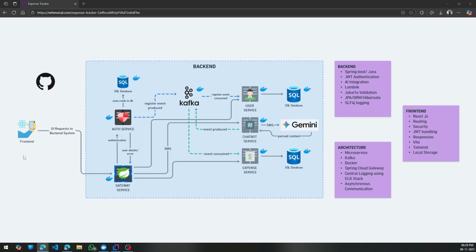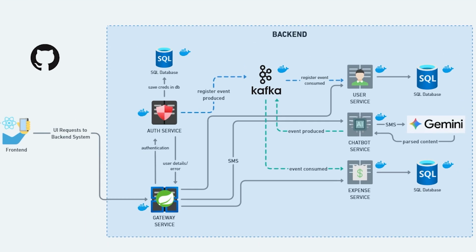So let's begin with the flow of the application, how it is working. This is the front end, built using React as I mentioned, and it will send requests to our backend system, and first of all it will go to the gateway service. If you notice in the diagram, each of these services is running inside a Docker container, and even Kafka and MySQL are Dockerized. So the very first step, the user uses our front end application, and it triggers our backend.